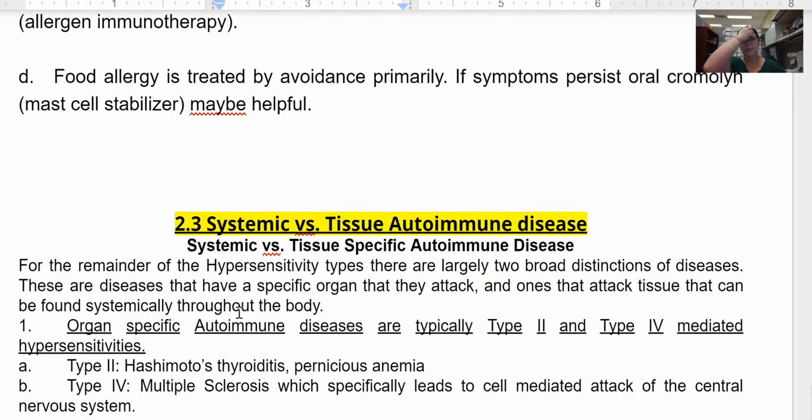Okay, then we go into a different classification system. So there's systemic, and then there's tissue-specific autoimmune disease. So systemic is something that's affecting your whole body. Tissue-specific may have effects in your whole body, but the inflammation is localized to one place, okay?